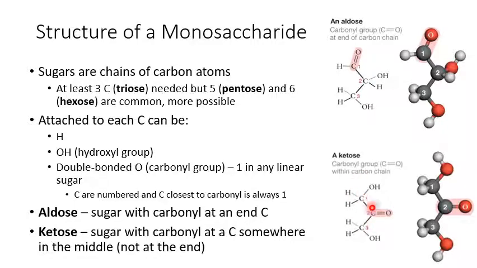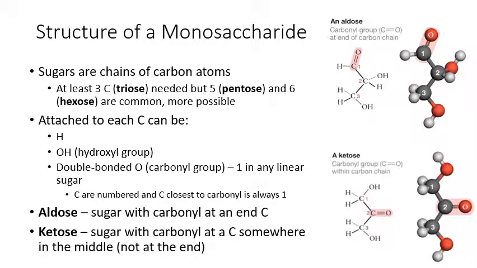If this was a 4-carbon sugar, so if you had another carbon coming off down here, then the top carbon on the end would be closer to the carbonyl group than the bottom carbon, and so we would still start numbering at this top carbon because it's closer to the carbonyl.